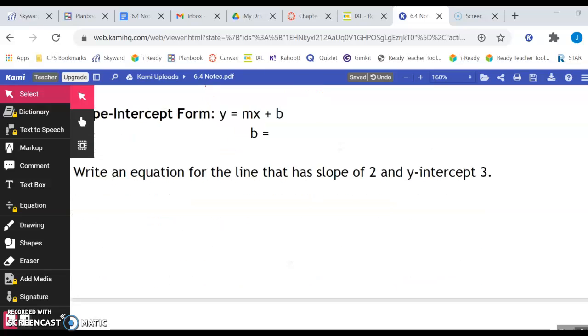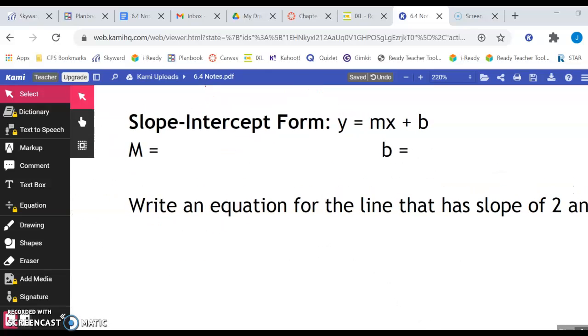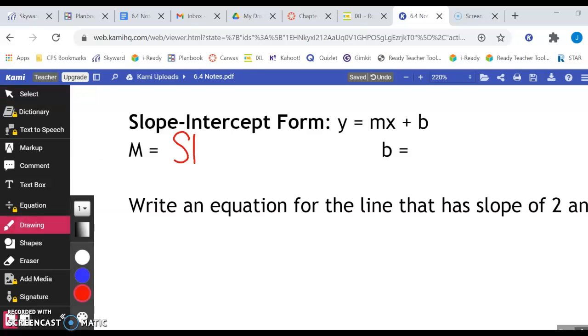Moving on, I just kind of talked about this. The slope-intercept form is y equals mx plus b. M is our slope. So this is important. You probably should want to write this down somewhere so you have it. And then b is our y-intercept.